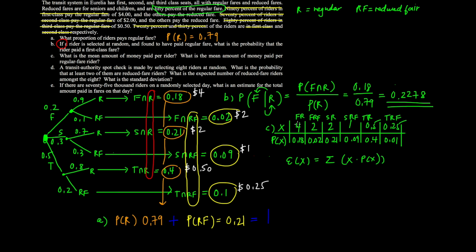So we're going to do 4 times 0.18, 2 times 0.02, 2 times 0.21, 1 times 0.09, 0.5 times 0.4, 0.25 times 0.01. And this is going to give us a total of $1.495. Okay, so the average amount paid per rider is $1.495. Now remember when I told you we're done with this part of the question, so let's just cross this off right here. But we still have a second part.